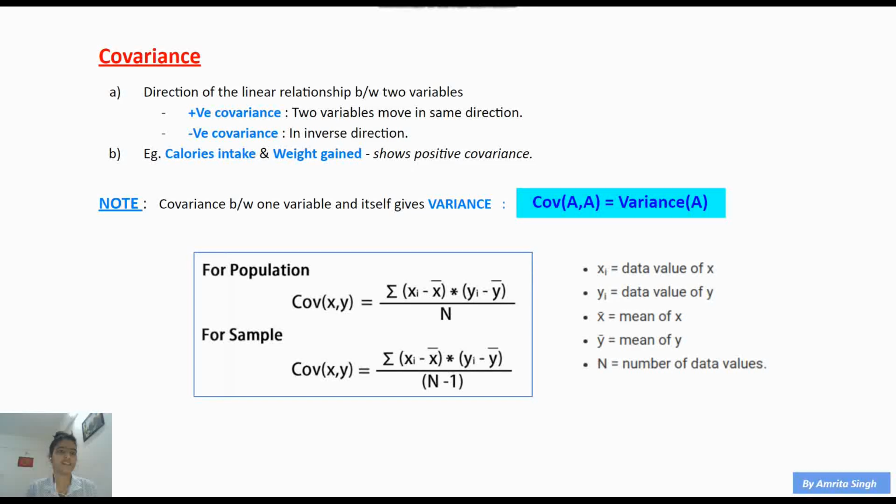But before that, let's revise the term covariance. You all must know, but in one sentence, I would say it tells us the direction of the linear relationship between any two variables, whether they are positively covarying, or they are moving in inverse direction, or there is not at all any linear relationship. You all might know the formula, but just for our information, one important point is that the covariance of one variable with itself gives us variance. If you go with the formula, you will get this conclusion. So just remember this.